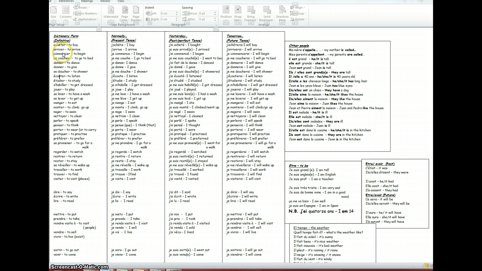And if you look at all these infinitives, to buy, to arrive, to begin, they either end er, okay, or let's find where's an IR one down here.